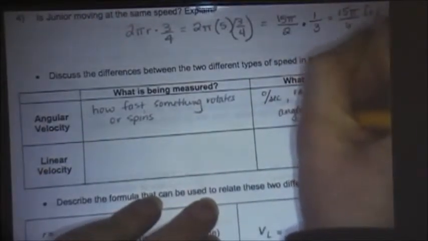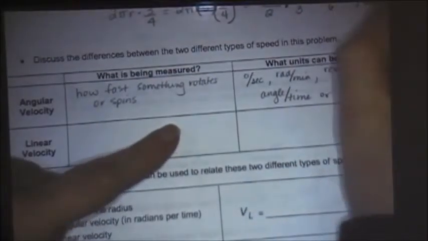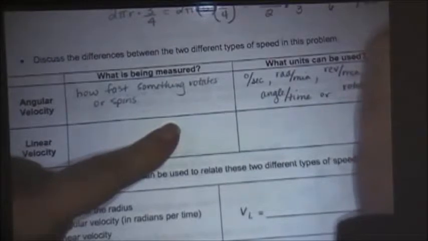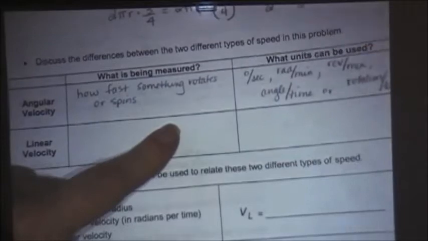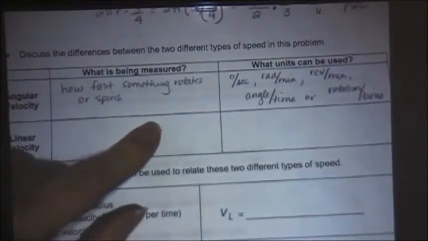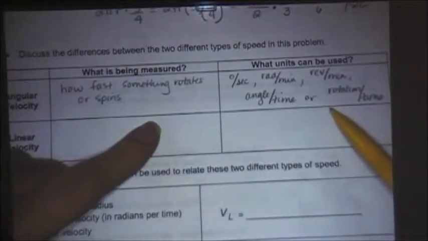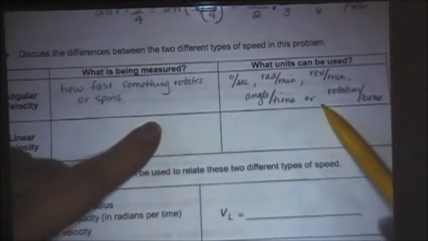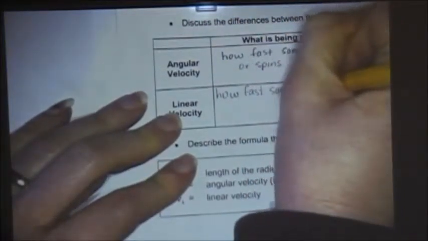So I'm going to write that. It should be an angle over time. And remember, we discovered, or a rotation over time. We discovered a couple of days ago that there's a new angle measurement called radians that we can use, not just degrees. So that's the units that you could find angular velocity in. So when you start to read a problem and you see one of these, you know you're dealing with angular velocity. Linear velocity is how fast something travels through open space.